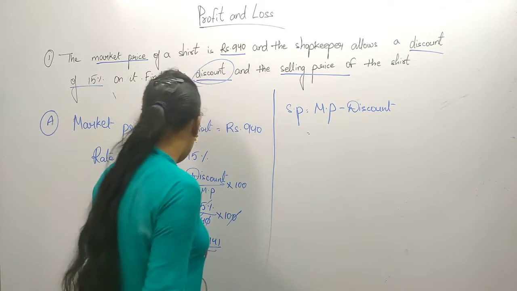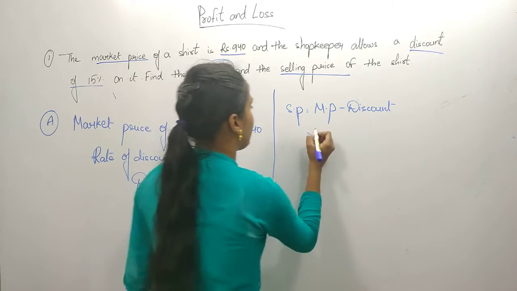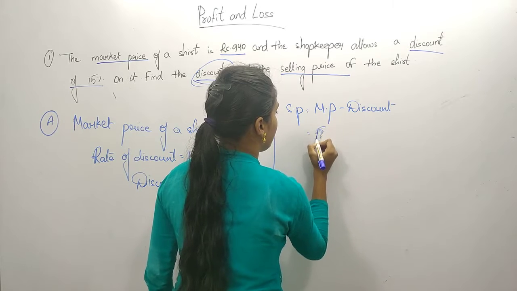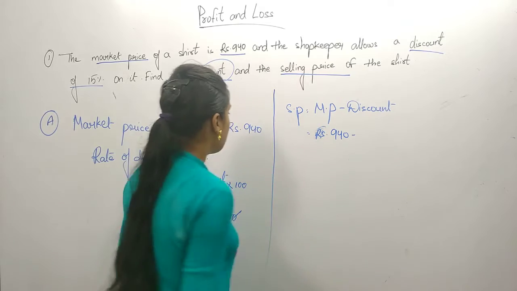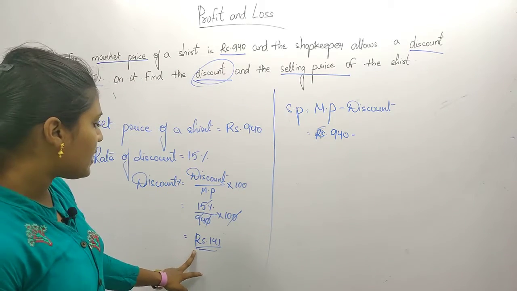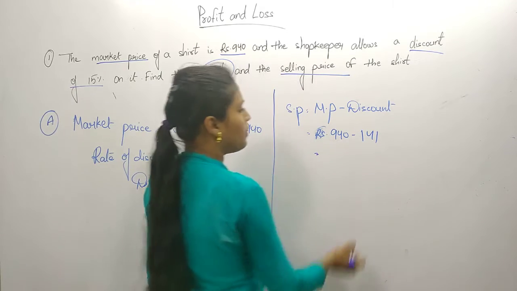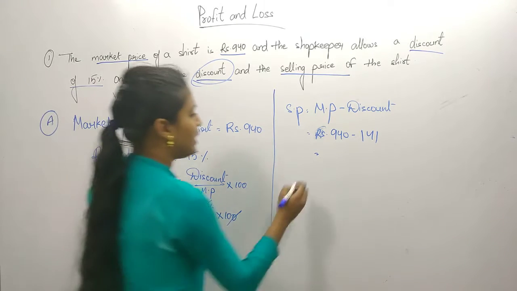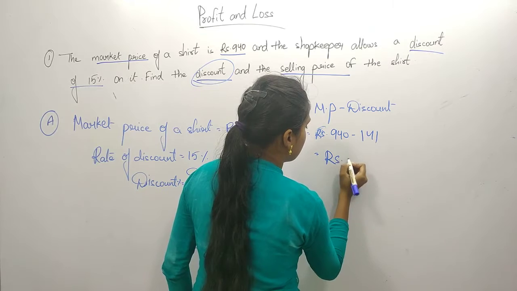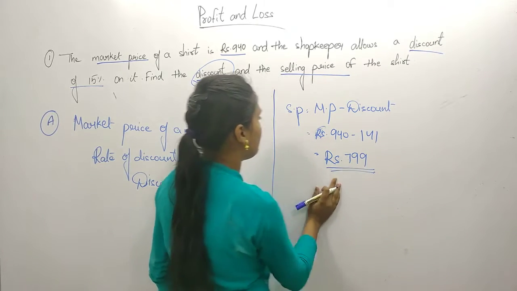Market price, how much is given here? Rupees 940. Rupees 940 minus discount, how much did you get here? Answer 141. By doing the subtraction of these two, what answer will we get? After subtracting, rupees 799. This is the selling price.